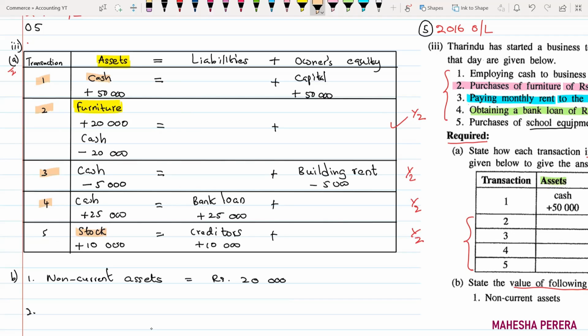Shall we calculate the net value of cash? Now pay your attention. Here we have plus 50,000. From the second transaction, cash reduces by 20,000 rupees. So what's the net value? 30,000 rupees. Then again minus 5,000. So this means 30,000 minus 5,000, 25,000. Then we have plus 25,000. So this means 25,000 plus 25,000, 50,000.